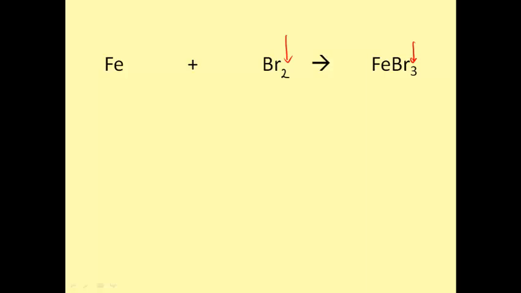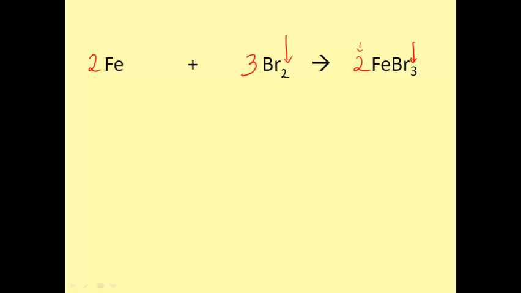Balance the bromines by finding a common multiple. Put a 3 in front of the Br2 and a 2 in front of the FeBr3. This gives us 6 bromine atoms on each side of the equation. The equation is still not balanced, however, because now we have 2 iron atoms on the product side and only 1 on the reactant side. We can correct this by putting a 2 in front of the iron on the reactant side. And now we have a balanced equation.